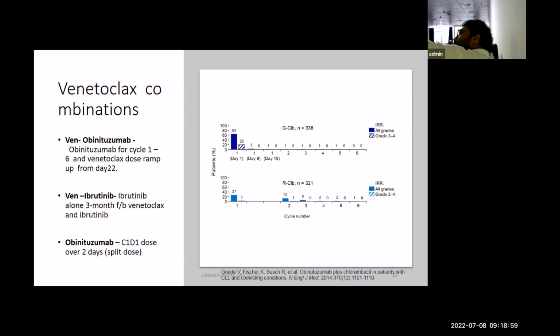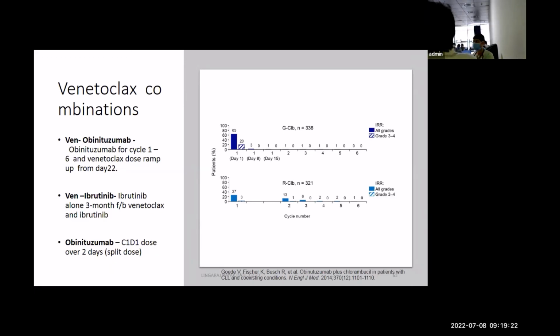When you combine venetoclax with obinutuzumab, you give obinutuzumab first. After day 22, you start your venetoclax. That means what you want before giving venetoclax is good disease control so that you mitigate that hemolysis. Typically, when they combine with ibrutinib, they give ibrutinib for 3 months so that the disease is well controlled. Now start venetoclax so that the risk of CLS is less.